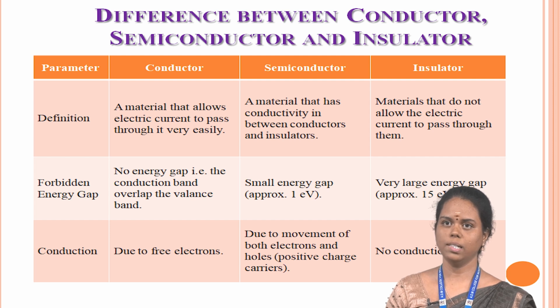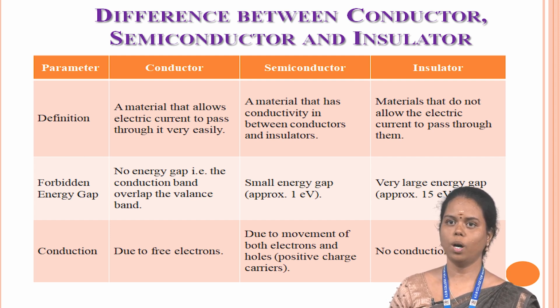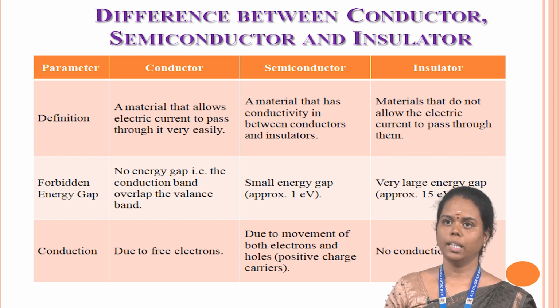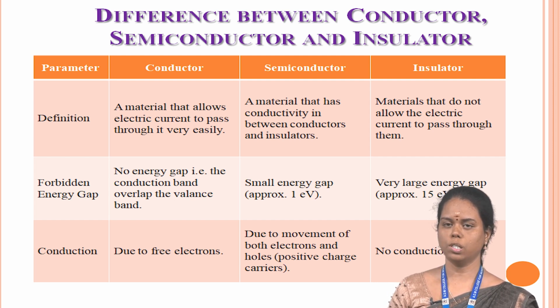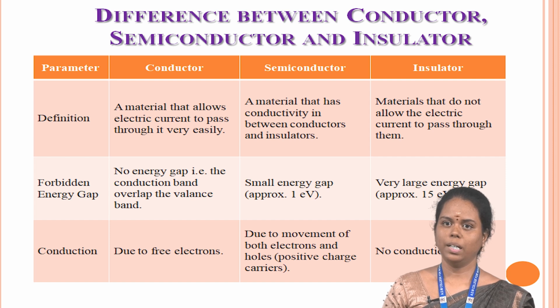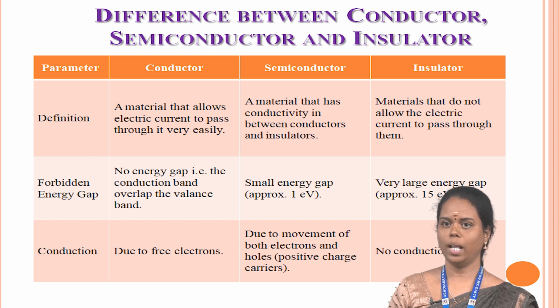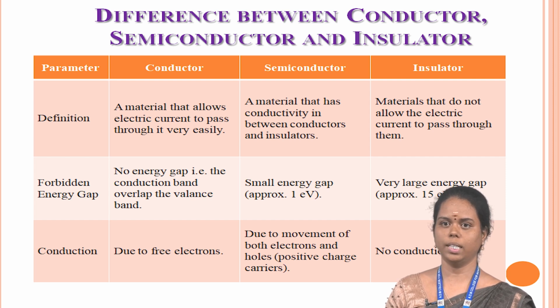First, the parameters. A conductor is a material that allows electric current to pass through very easily. A semiconductor is in between conductors and insulators. An insulator is a material that does not allow electric current to pass through it. Parameter: forbidden gap, energy gap. Conductors: no energy gap, the conduction band overlaps the valence band. Semiconductor: small energy gap. And insulator: very large energy gap.